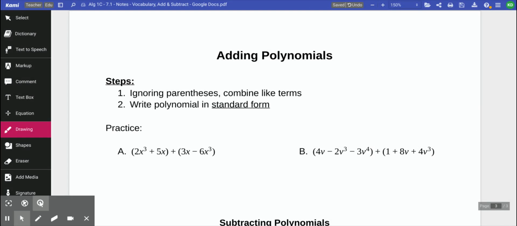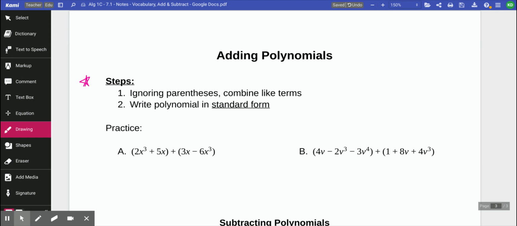Okay, let's move on to adding polynomials. So we have our steps here, which say, for adding, we can basically ignore the parentheses and just combine like terms, and then write that polynomial in standard form. So one of the things I like to do here is just start with the biggest exponent and work our way down, so that when we're done, our polynomial will always be in standard form. We don't have to then rewrite it again.